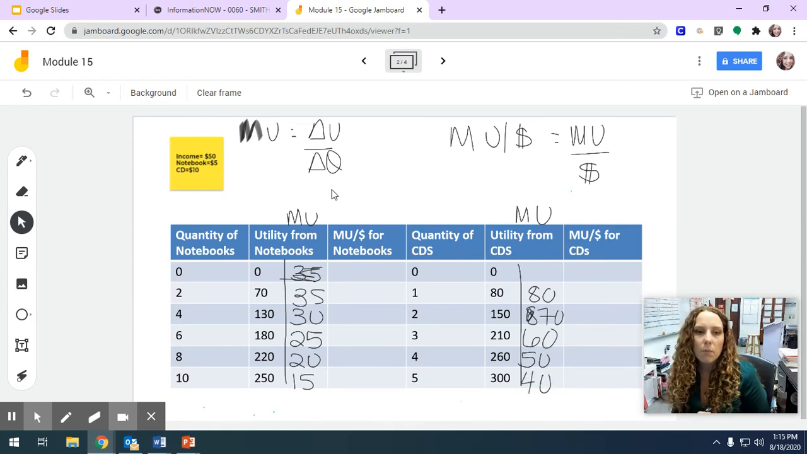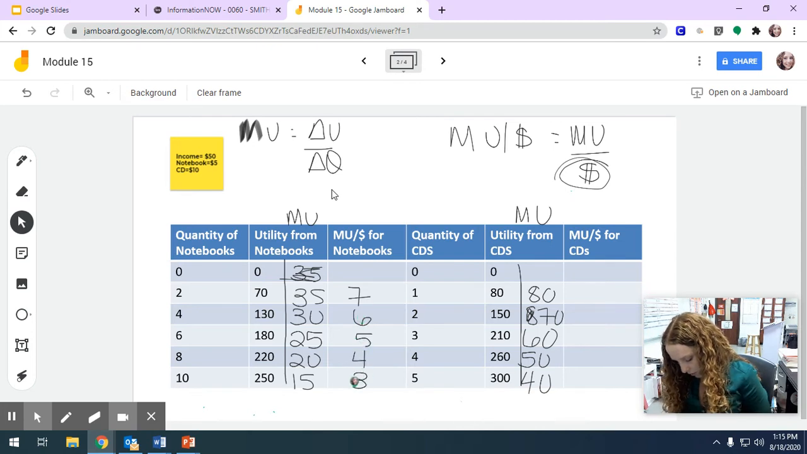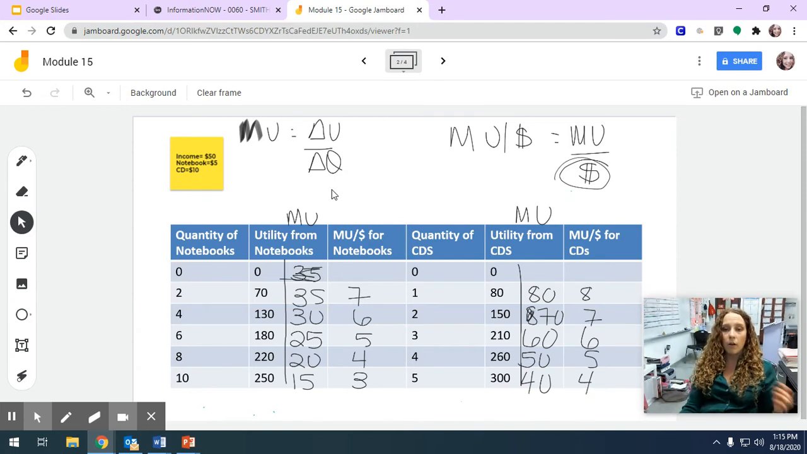Now marginal utility per dollar. So that means I'm going to take my marginal utility that I just figured out, and I'm going to divide by the price of each one. Remember that these notebooks are $5. So 35 divided by $5 is 7. 30 divided by 5 is 6, and then 5, and then 4, and then 3. Over here, dividing by 10, so pretty simple. So that goes 8, and 7, and 6, and 5, and 4. Okay, so we figured all that. We got all our marginal utility per dollar.